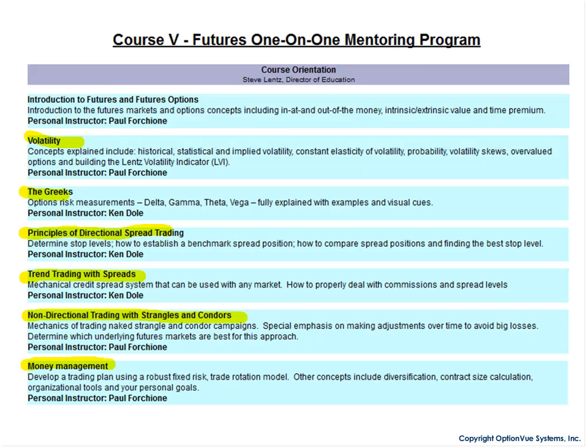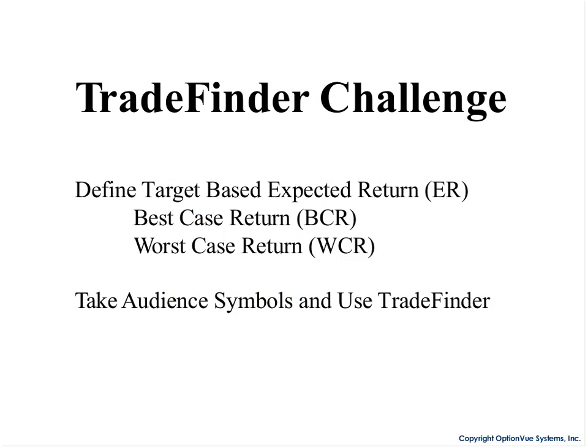Okie dokie. Now, let's go to the TradeFinder Challenge. What I'm going to do for a few minutes before we get to your symbols is define the concept of expected return, ER. After that, we'll have the information in front of us to define best case return and worst case return. TradeFinder uses these three concepts to a great degree to rank trades.